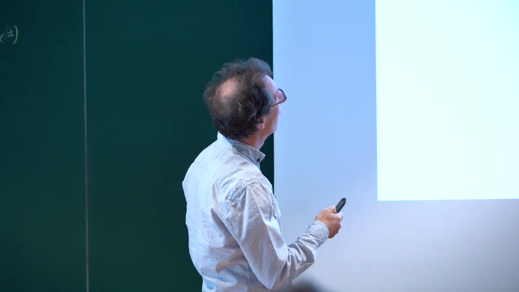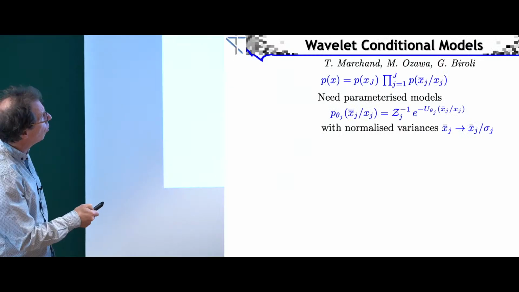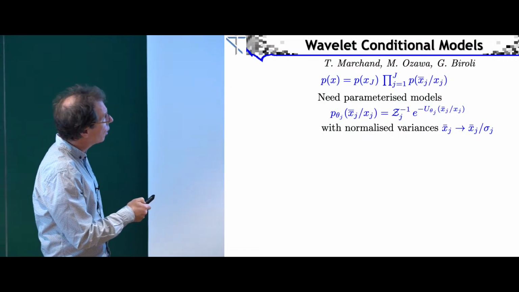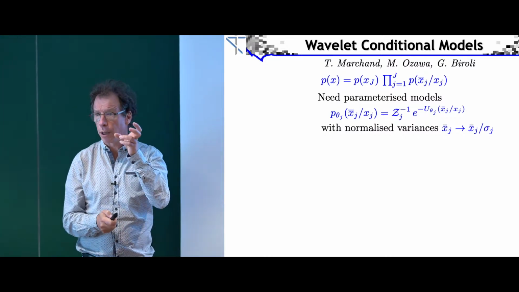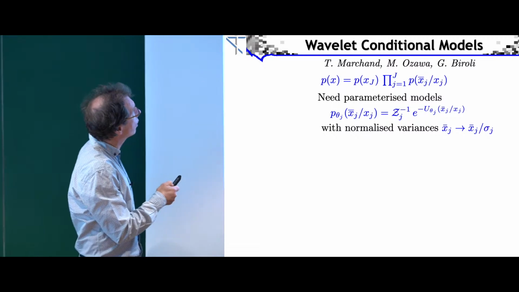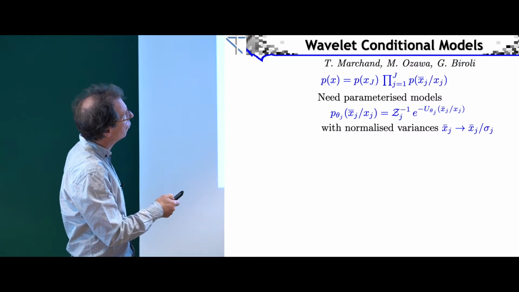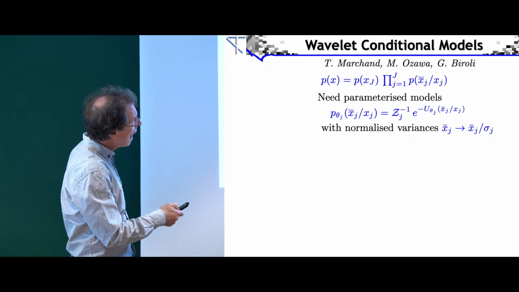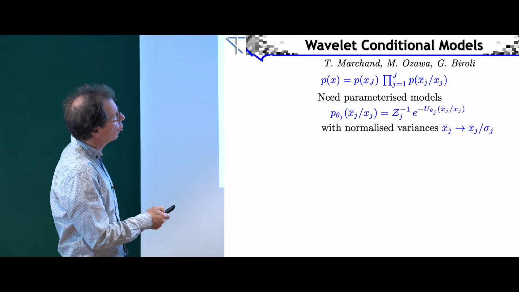Okay, so the probability distribution P of x is defined by the coarse scale probability distribution and then all the transitions. The objects that we're going to model are these conditional probabilities. We don't try to model P of x directly, but each conditional probability of the high frequency given the low frequency. And we're going to build an energy model of these conditional probabilities.